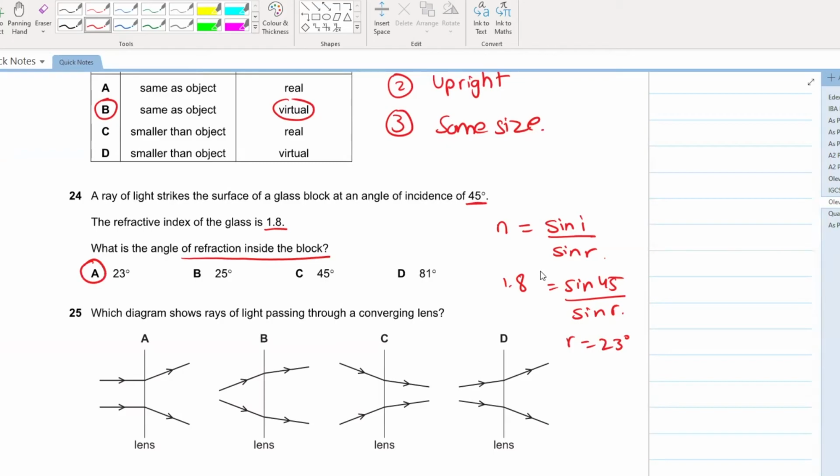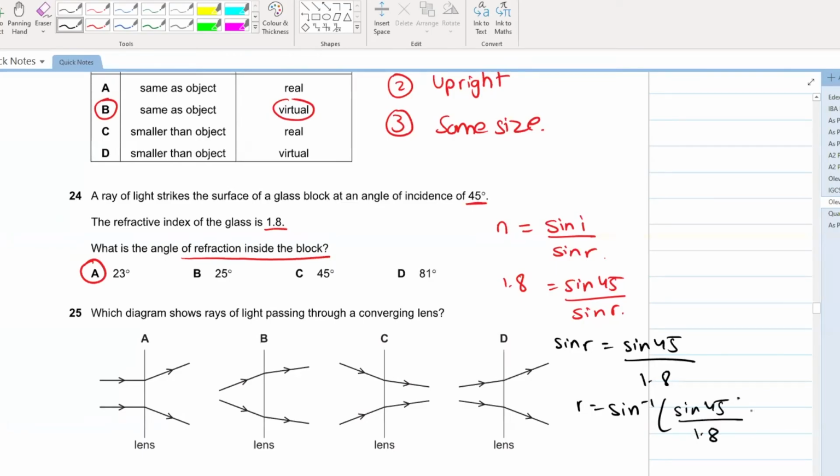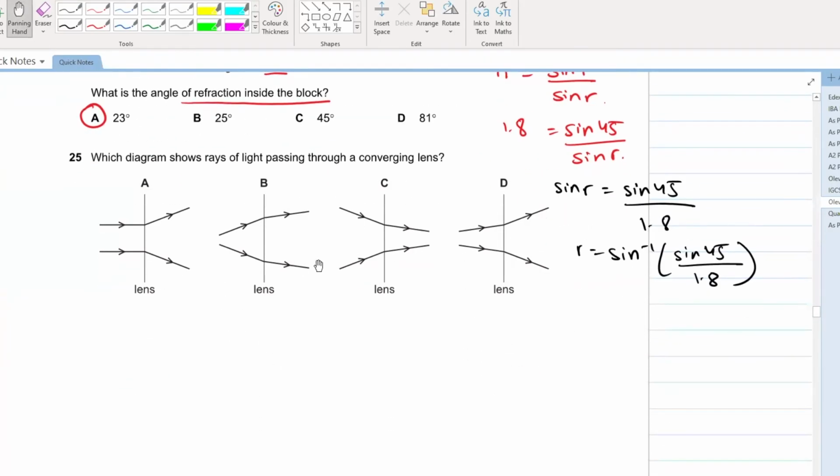Nothing complicated. If someone doesn't understand the calculations that I have done here, beta, what I have done is sine r is equal to sine 45 divided by 1.8. So r is equal to sine inverse of sine 45 divided by 1.8. You get your answer as 23 degrees. A is your answer. Simple as that. Nothing complicated.